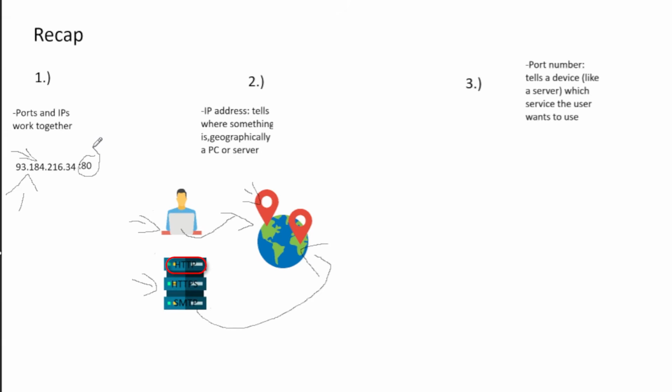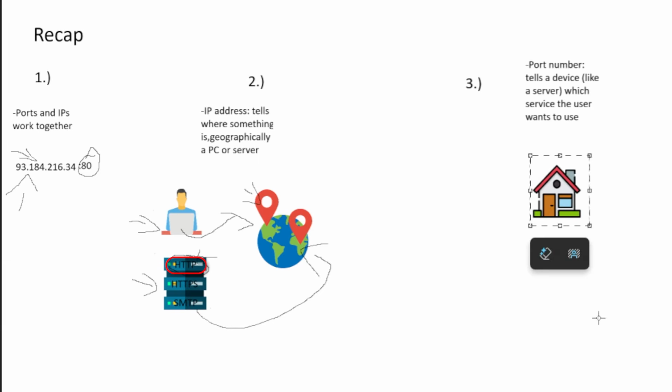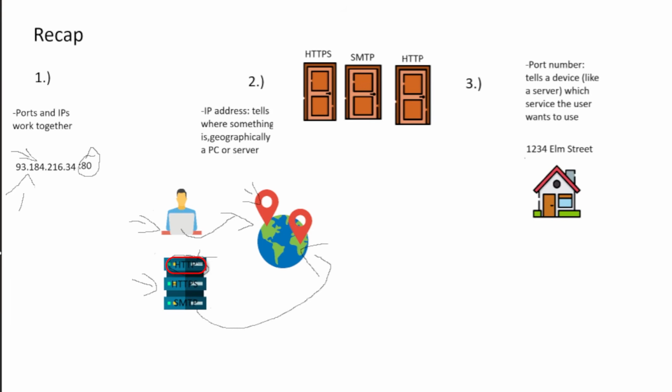If you still haven't fully understood the concept, let's simplify it. Imagine a house. This house represents a server. The address of the house, let's say 1234 Elm Street, is like the IP address. It tells us where the house is located. Now, a house has doors, and behind each door there's something different. That's where ports come in. They tell us which door we want to open. In our example, that could be SMTP, HTTPS, or HTTP. In other words, door 25, 443, or 80. And since port 80 stands for HTTP, that's the one we're using here. Hopefully, now the principle makes sense.